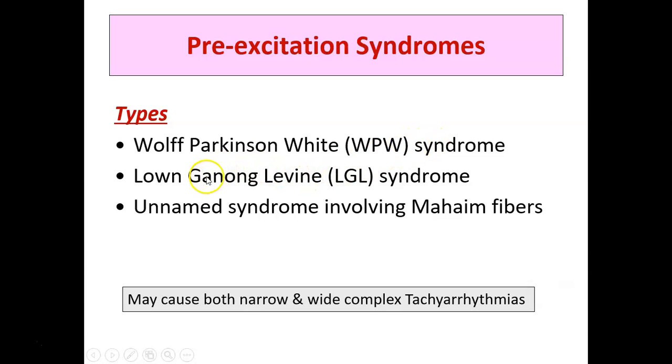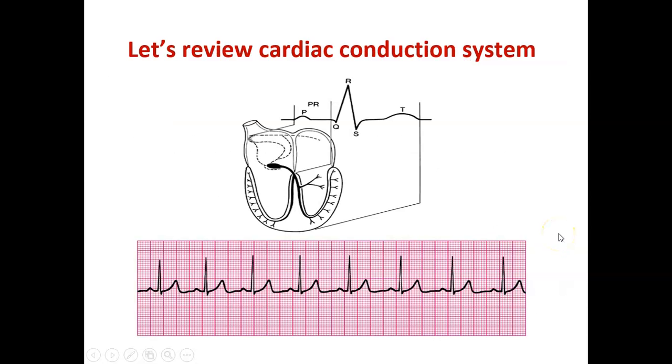The other one is Lown-Ganong-Levine syndrome or LGL syndrome, and the third syndrome, which is an unnamed syndrome, involves Mahaim fibers. So these pre-excitation syndromes may cause both narrow and wide complex tachyarrhythmias.